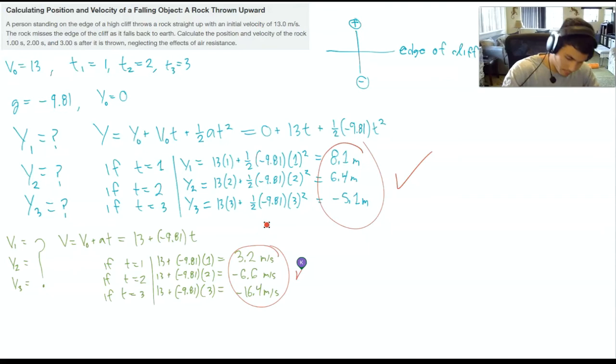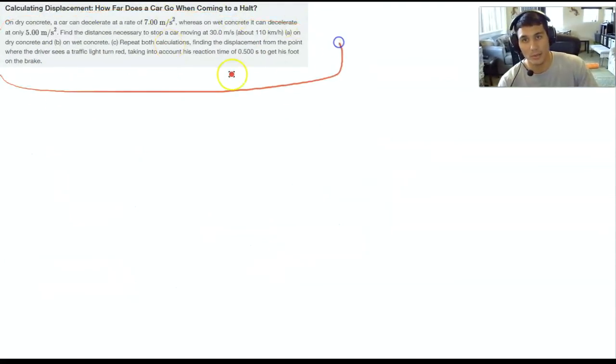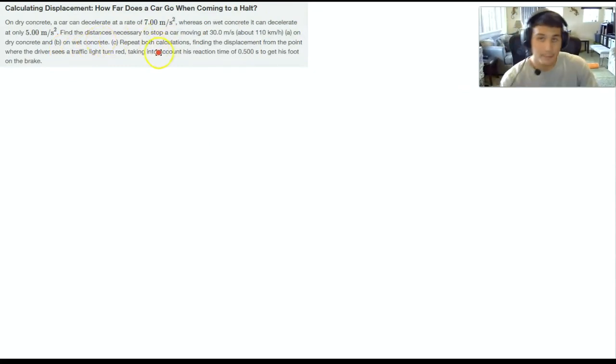So that's all good. Okay, this next question should be kind of fun, right? So we're gonna see that we have a car and we want to know when it's gonna stop, like how long it takes for it to stop, and maybe the distance that it skids, or the distance it travels before it actually stops.